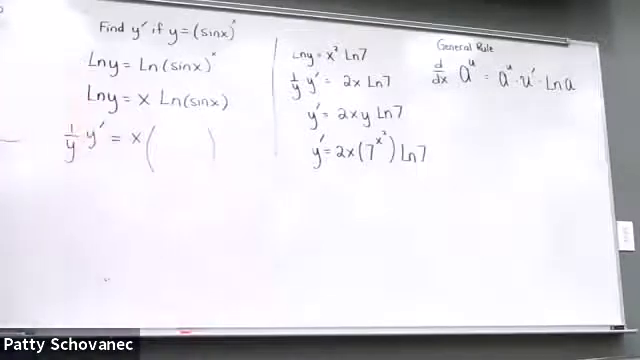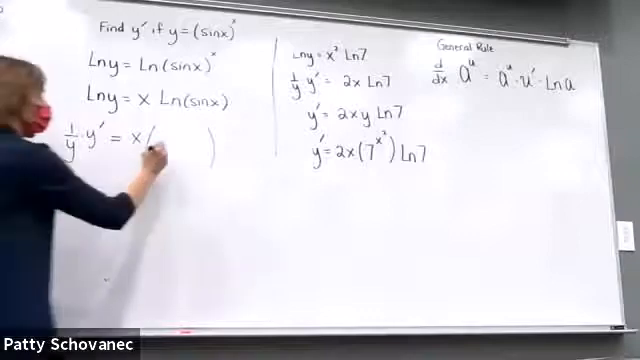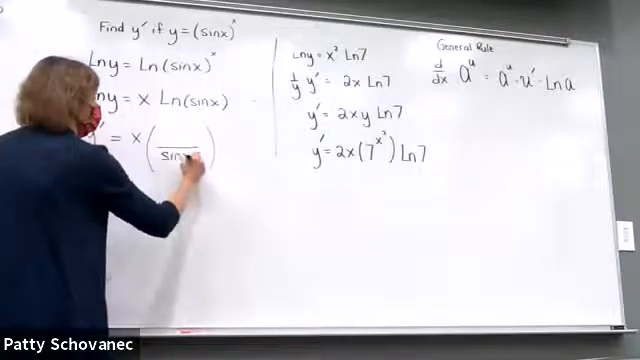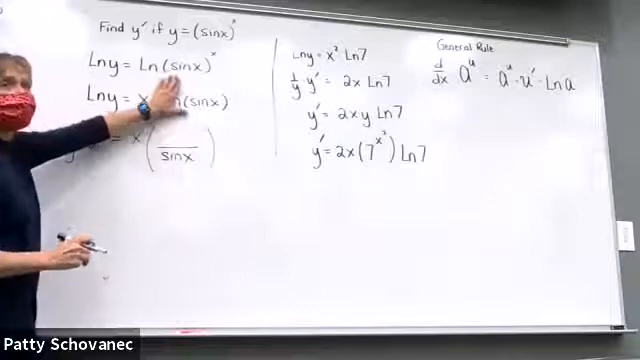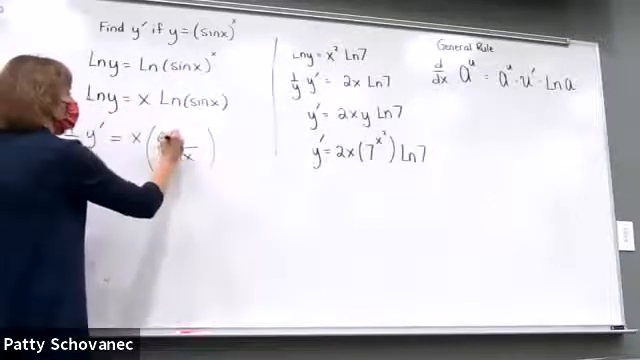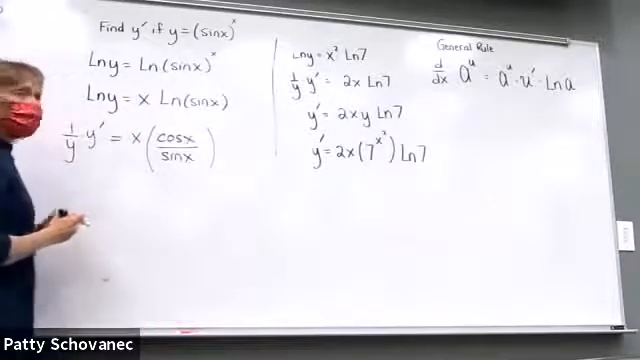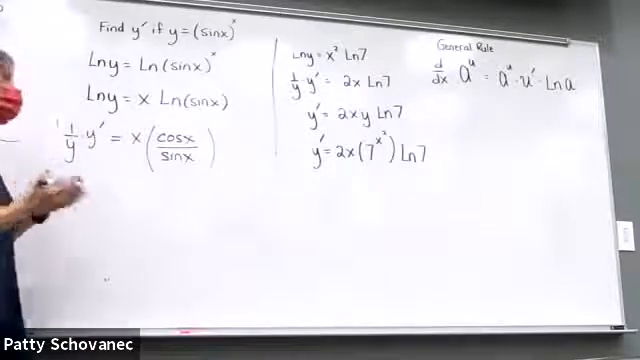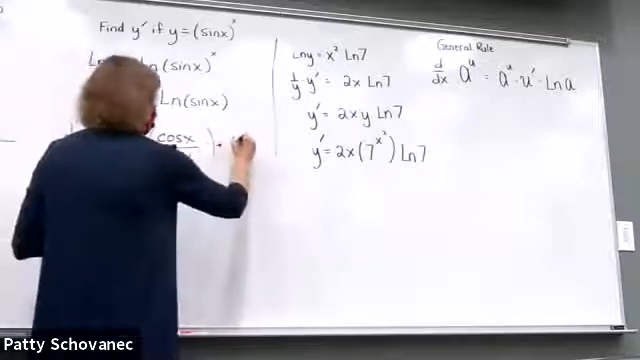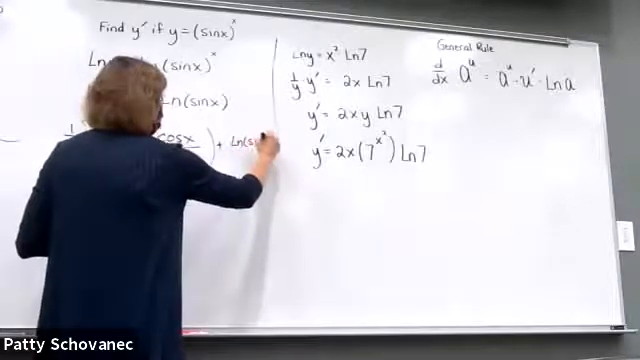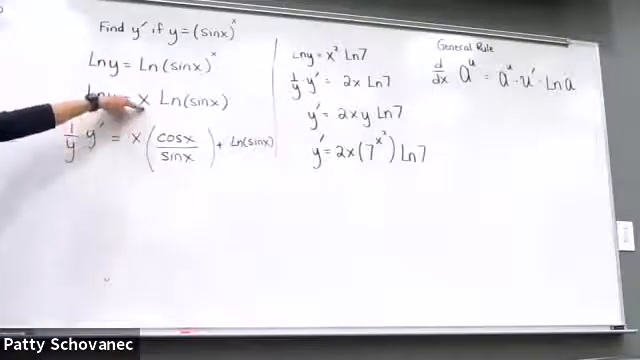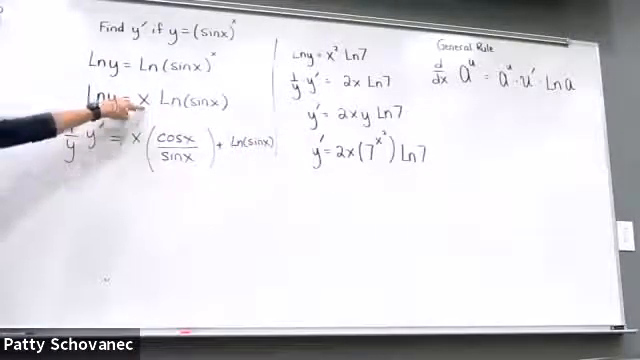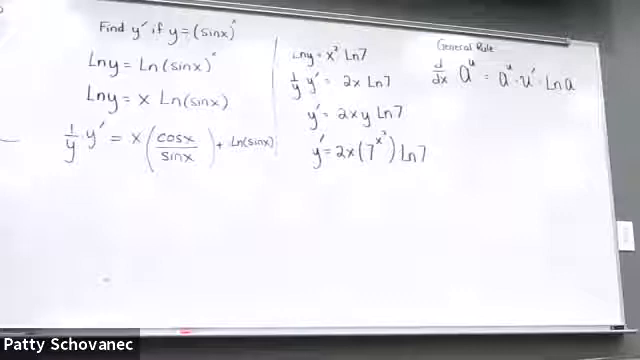What's the derivative of the natural log of sine of x? 1 over sine of x times the derivative inside gives me a cosine of x. That's half my product rule. The other half of the product rule is the second factor, natural log of the sine of x, times the first, but the first has a derivative of just 1. Then we solve that for y prime by multiplying both sides by y.